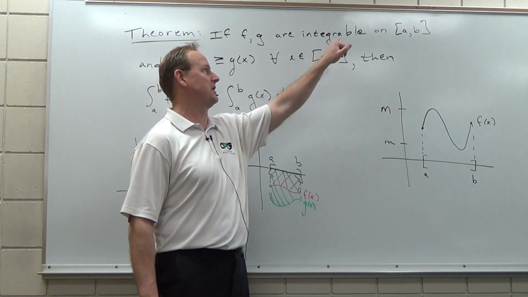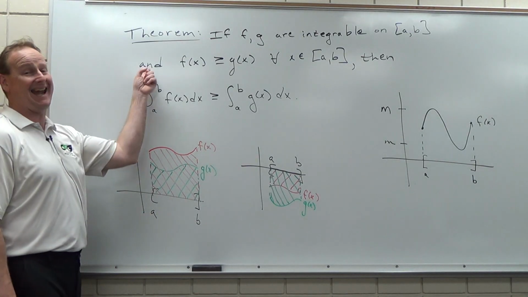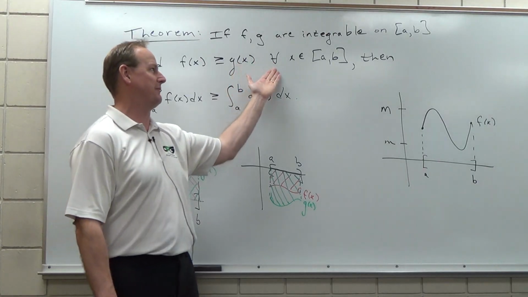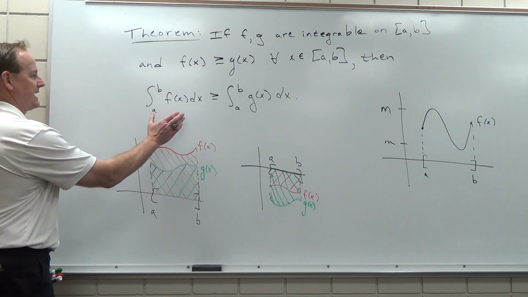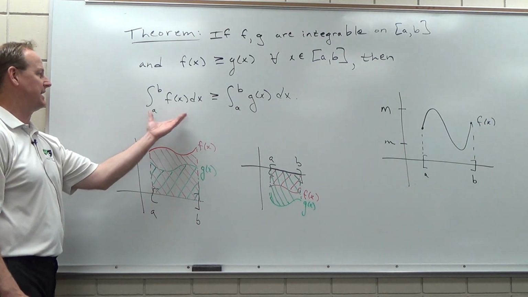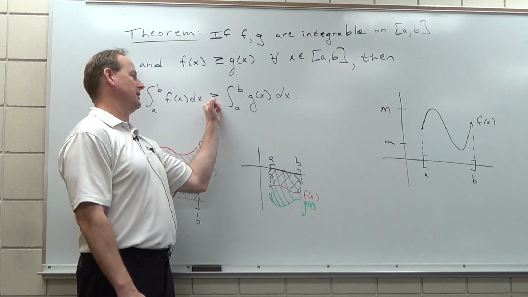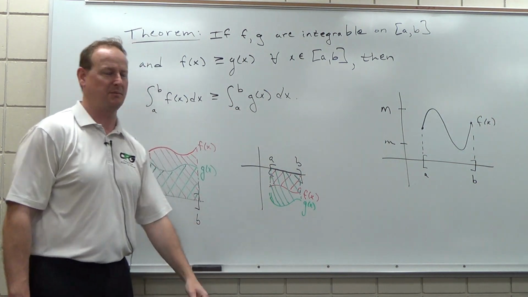If f and g are functions that are integrable on the closed interval a to b, and if f of x is greater than or equal to g of x for every single x in that closed interval, then what we can guarantee is that the definite integral from a to b of f of x with respect to x is also going to be greater than or equal to the definite integral from a to b of g of x with respect to x.